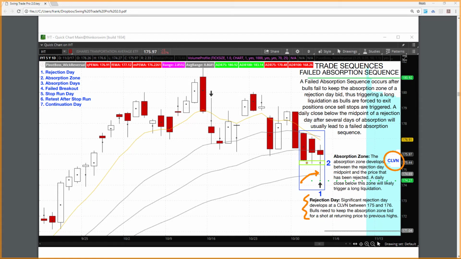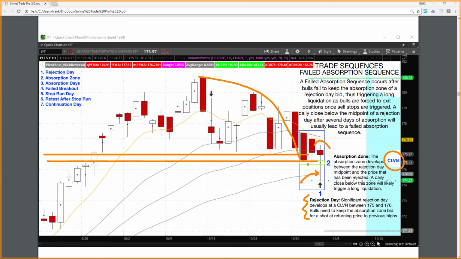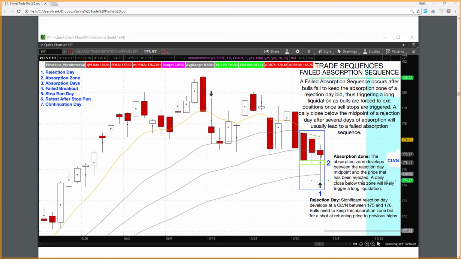Bulls need to keep the absorption zone bid for a shot at returning price to previous highs. So again, you can see here all these lows right here. Price pulls back, pull back. You get a big move down and a pop. That's a pretty good rejection day. So ideally, you'd probably want to defend the midpoint if you're a bull the next day on a pullback. Because the day closed below the open here, I probably wouldn't jump in at the end of the day. It doesn't look that bullish.